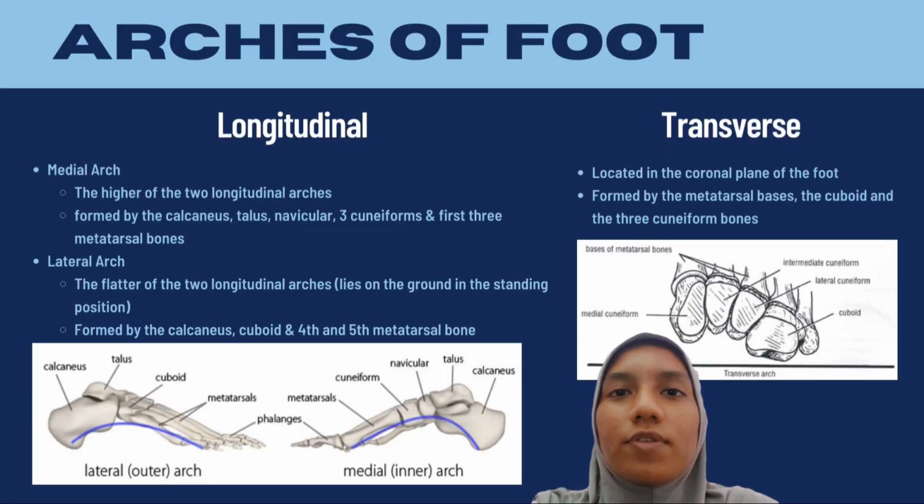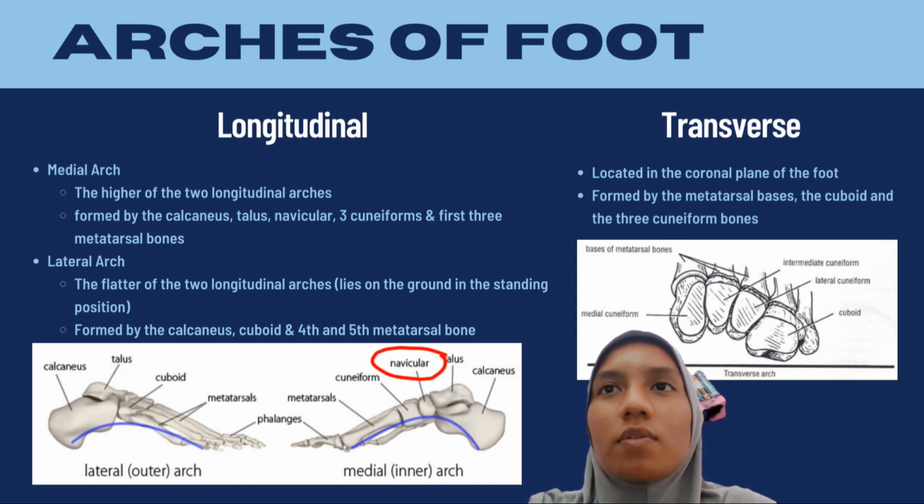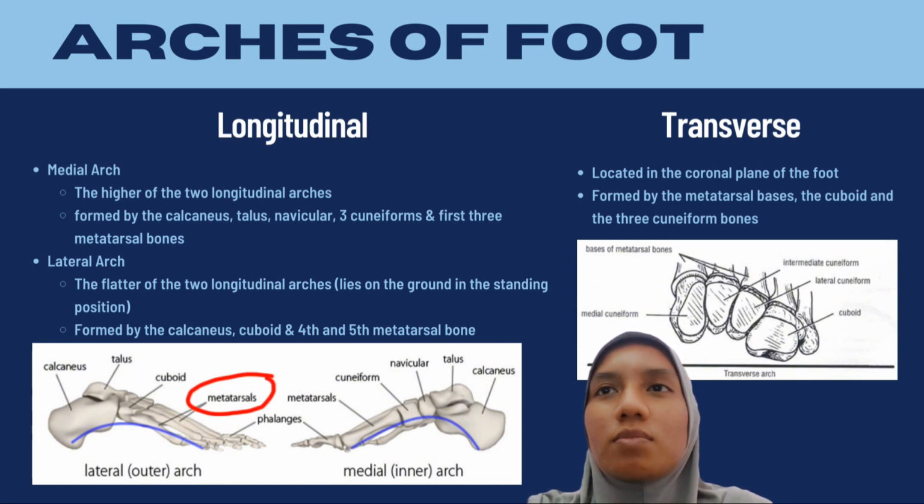The arches of the foot. There are 2 types, which are the longitudinal and the transverse. The longitudinal consists of the medial arch and the lateral arch. The medial arch is slightly higher than the lateral arch, which is flatter. The medial arch is formed by the calcaneus, talus, navicular, 3 cuneiforms, and the first 3 metatarsal bones, while the lateral arch is formed by the calcaneus, the cuboid, and the 4th and 5th metatarsal bones.